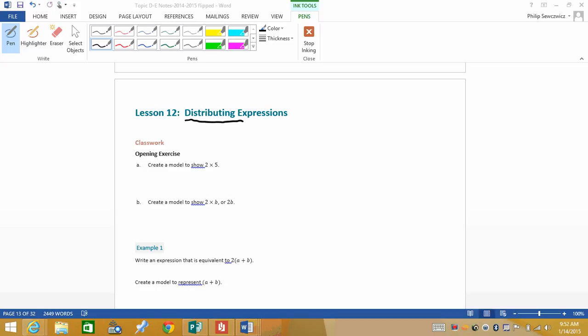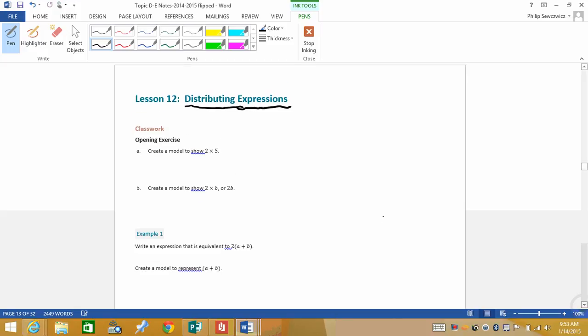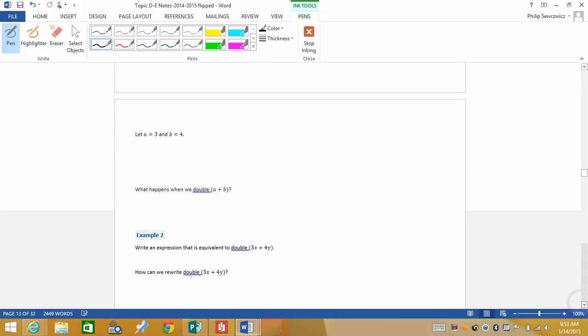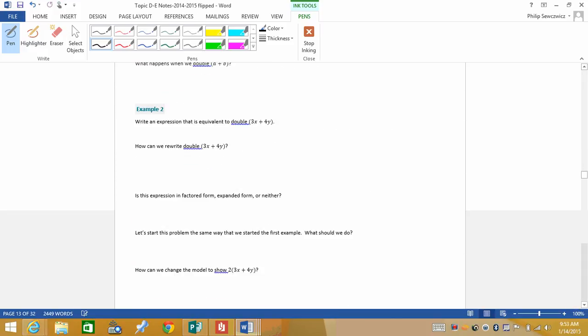All right, so lesson 12, we are distributing expressions. And remember, let's keep in mind here, a lot of what we're doing is rewriting, whether it's simplifying or writing it in another form. So we're getting away from just simply solving and getting a number answer like we are used to. So with lesson 12, we're actually going to bounce down to example 2. So you are going to turn your page, and we'll get started here.